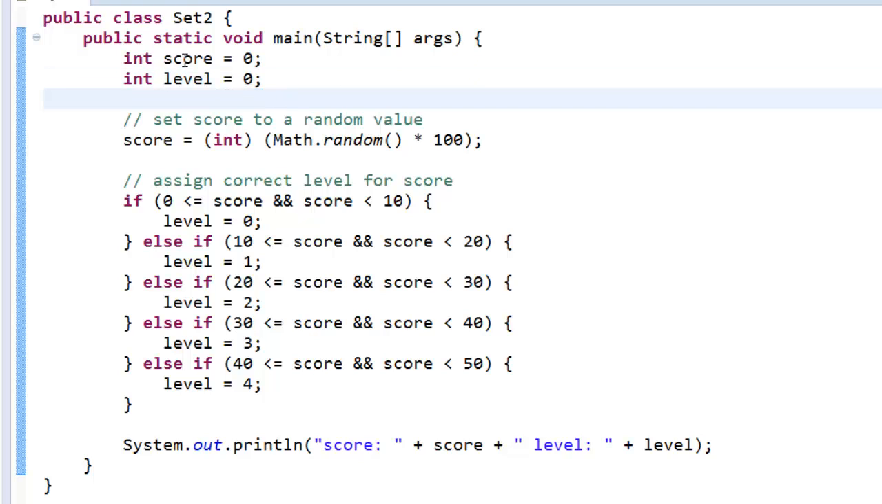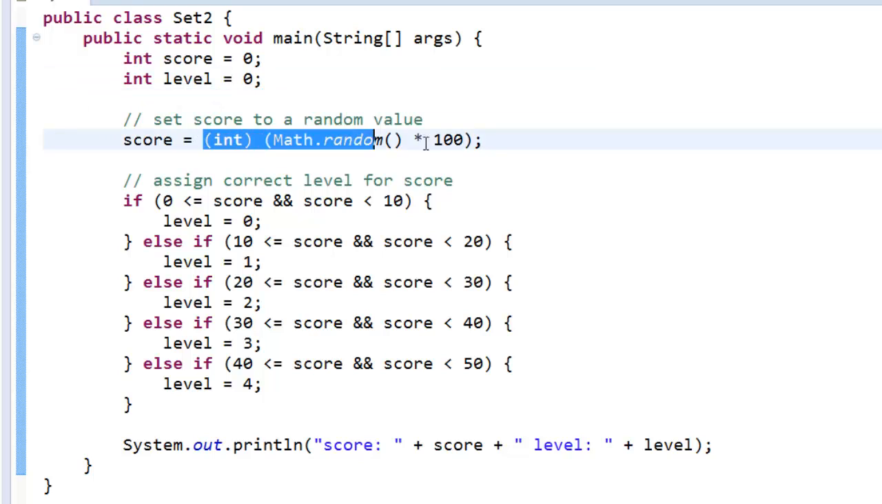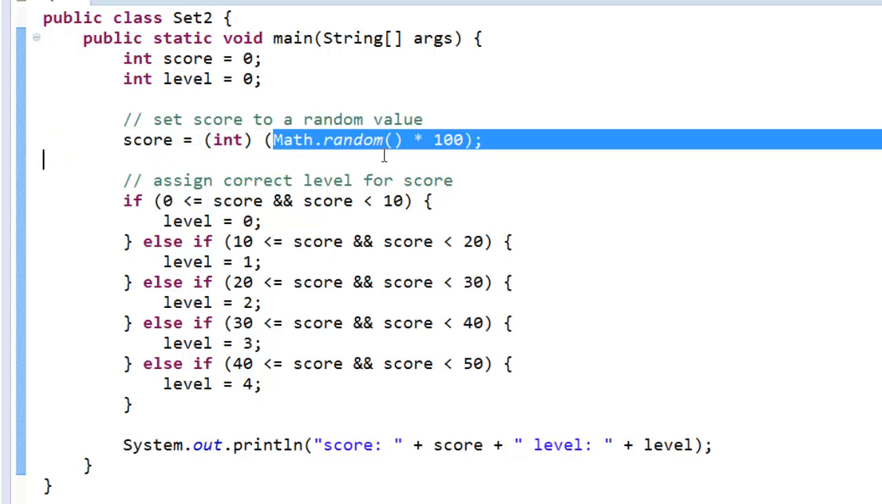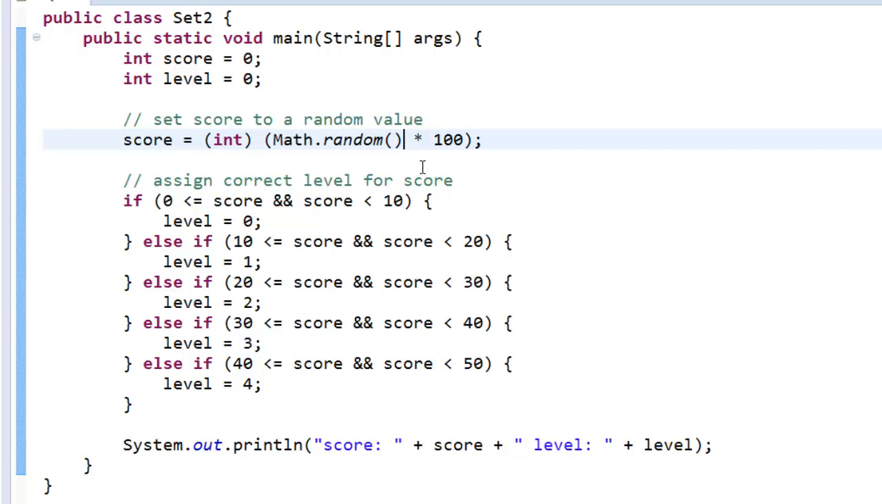So here I've created a score and a level that are both 0. Why don't you convince yourself what this does? If you recall from before, math.random is a double between 0 and 1. When I multiply it by 100, now it's between 0 and 100, and I've truncated it to an integer. So now it's between 0 and 99, because even though math.random is between 0 and 1, it's never actually equal to 1. So that means when I truncate it, I delete the decimal portion.